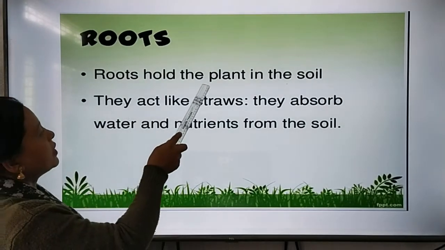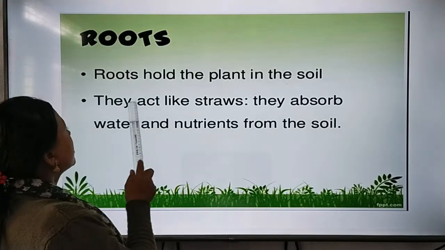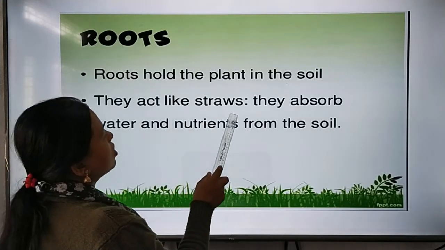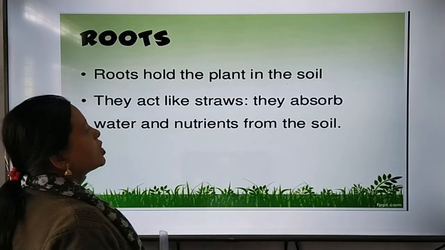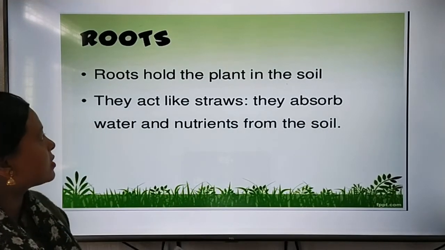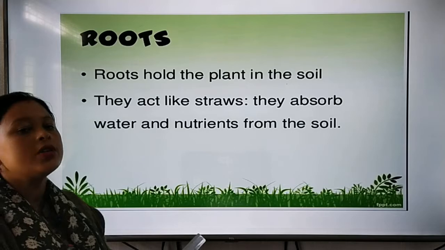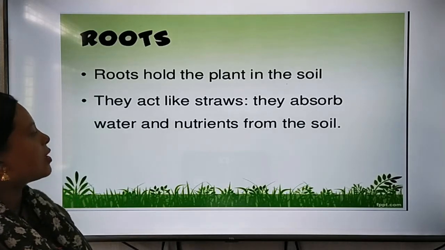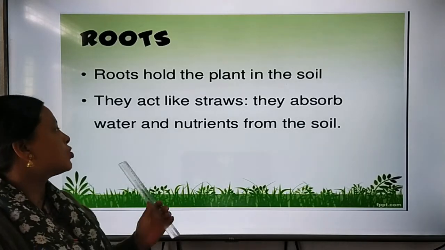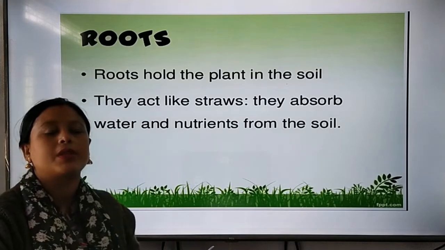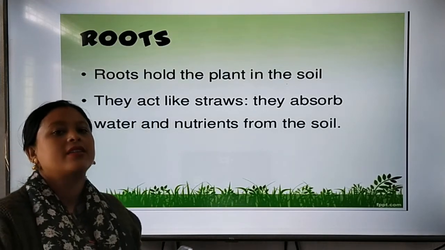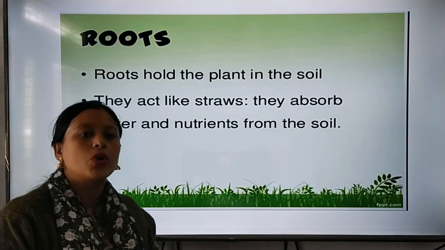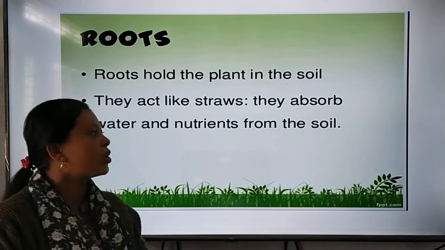Roots hold the plant in the soil. They act like straws. They absorb water and nutrients from the soil. So, children, what is the function of the root? Roots absorb water and nutrients from the soil, because plants also need water and nutrients to grow and to live, understood?